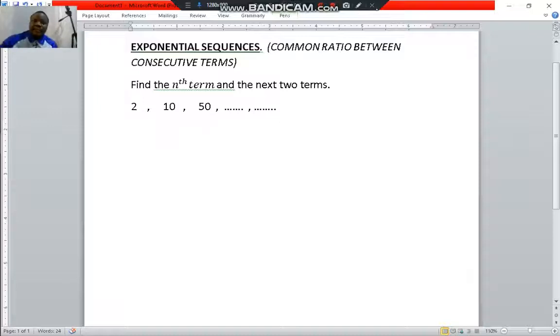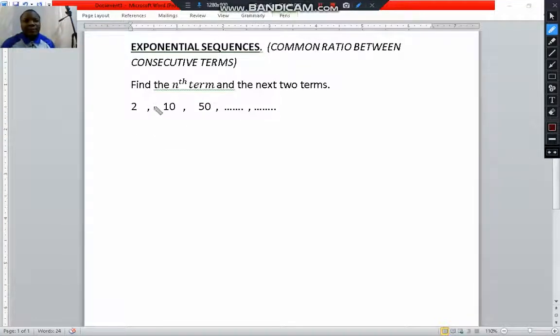Okay guys, let's look at the last example on exponential sequences. There is this question that I found which says find the nth term and the next two terms. Looking at this question, this is an exponential sequence because regardless of the differences that you find, the first and second differences will not obey any rule based on the previous sequences that we've done. So right away, let's see about the common ratio.